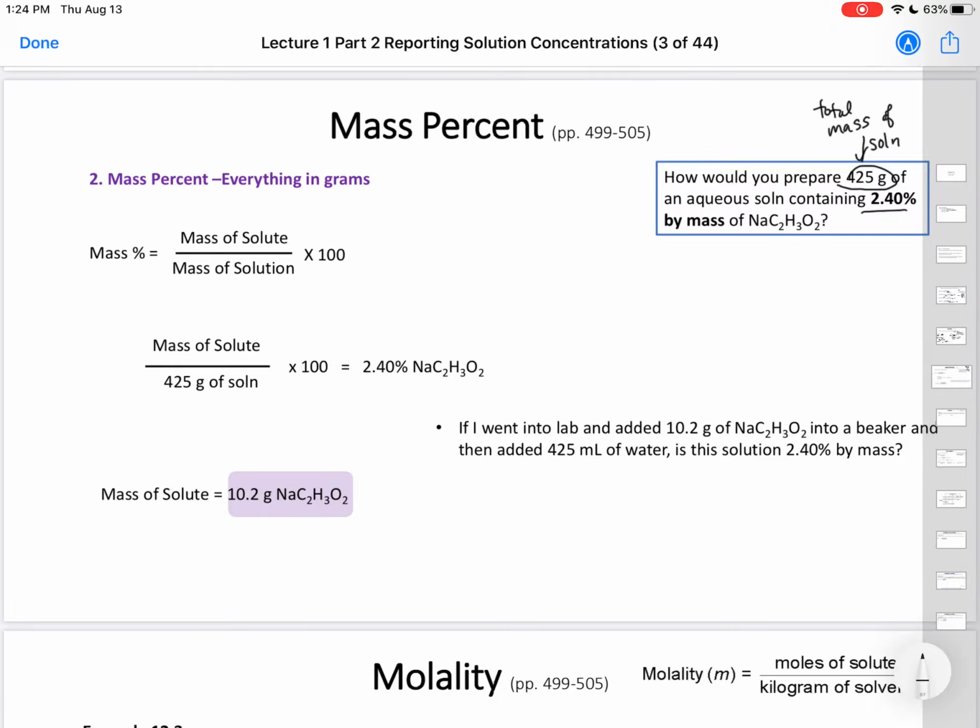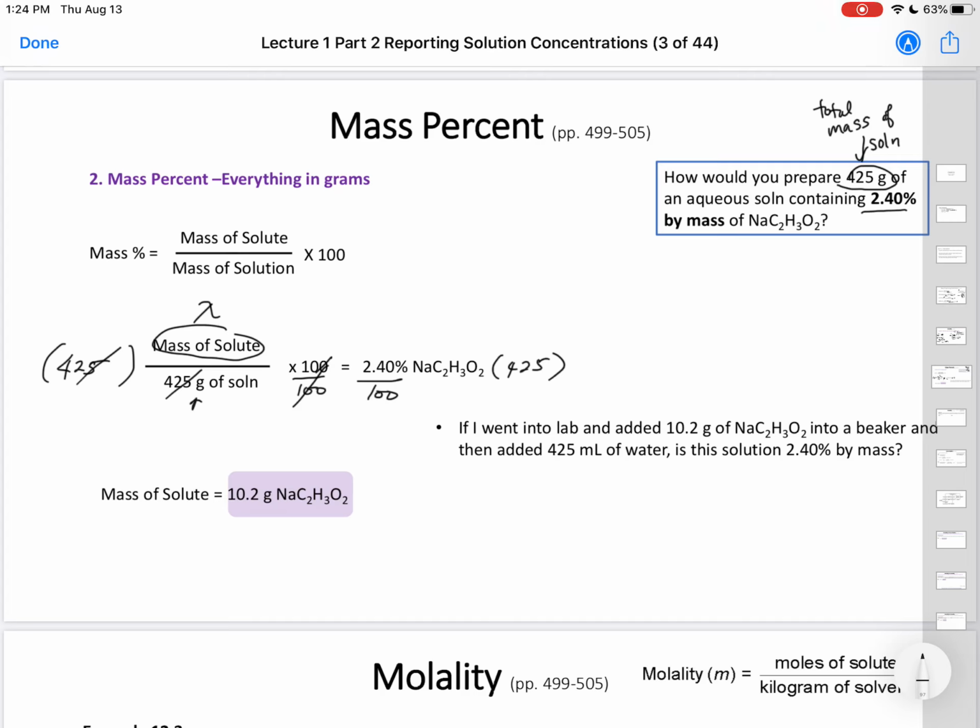Okay, so really you're just plugging it into this equation. Here the mass of the solution is plugged in. You're solving for mass of solute. Think of this as your x. And really you're just going to divide both sides by 100 so that this cancels out. You're going to multiply by 425 so that this cancels out. And so you get the mass of the solute is 10.2 grams of sodium acetate.